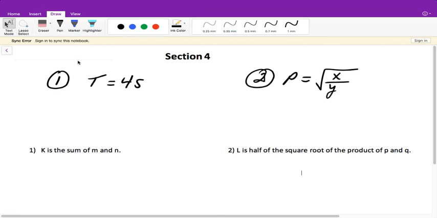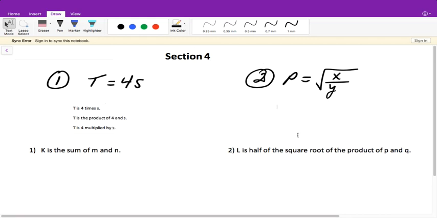All right, the first one you're asked to write for section 4 is to translate this equation into words. So I will just say T is. Remember, is means equals. So I now need to describe this 4 and this s somehow. You can say 4 times s. You can say T is the product of 4 and s. You can say T is 4 multiplied by s. Any of those work.